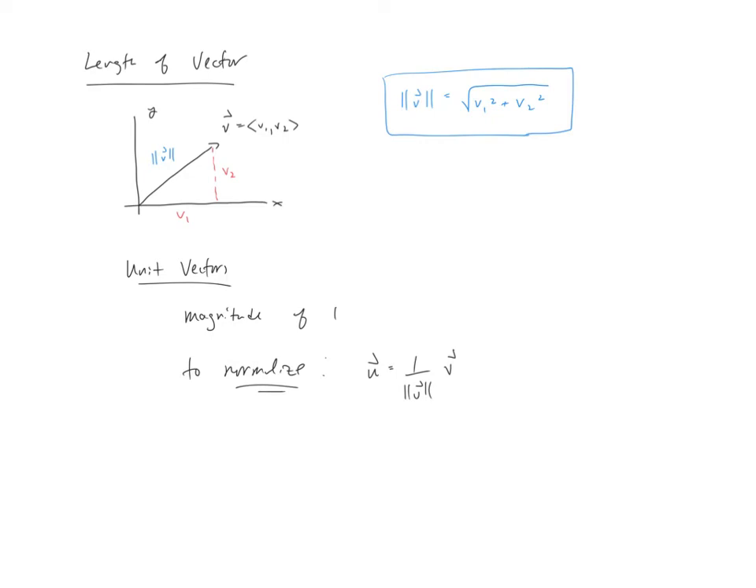So pay close attention. This is a scalar. This whole thing here is a scalar. 1's a scalar. The magnitude is a scalar. We have a scalar then multiplied into a vector, and our result, of course, would be a vector. Okay, so that's how we normalize.